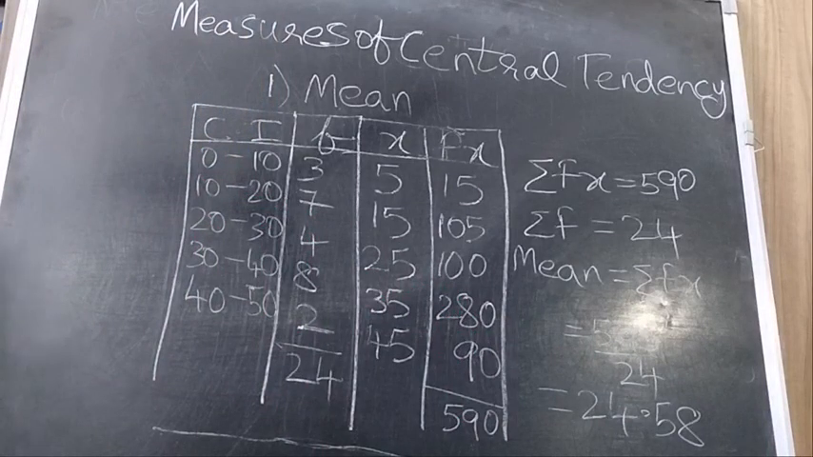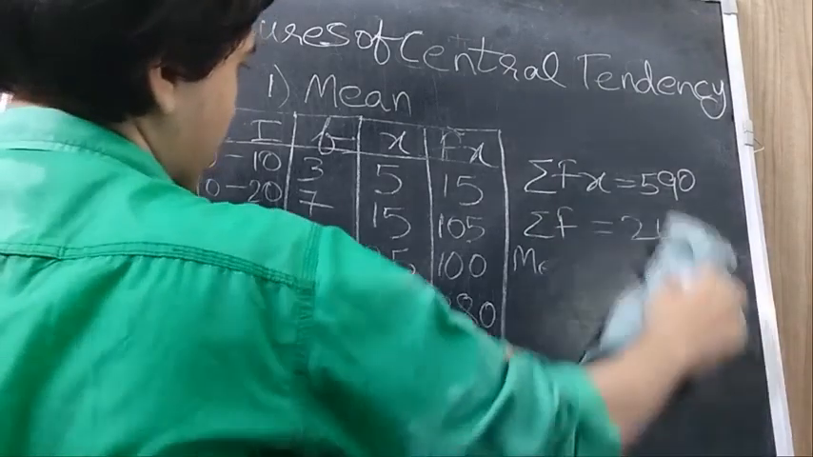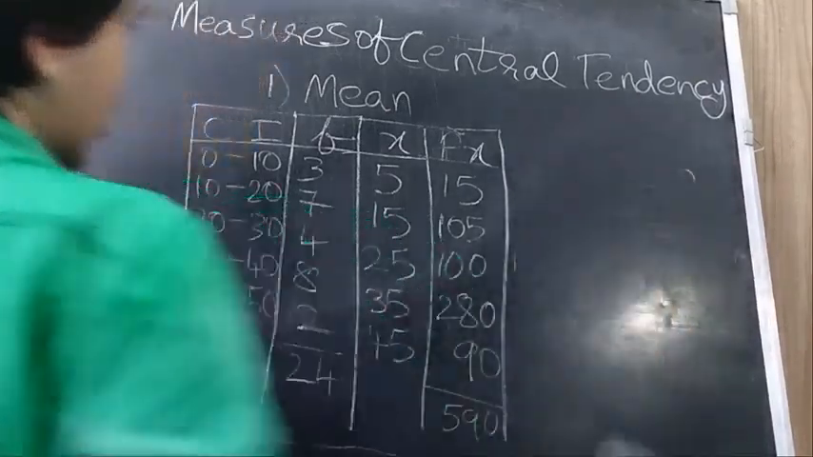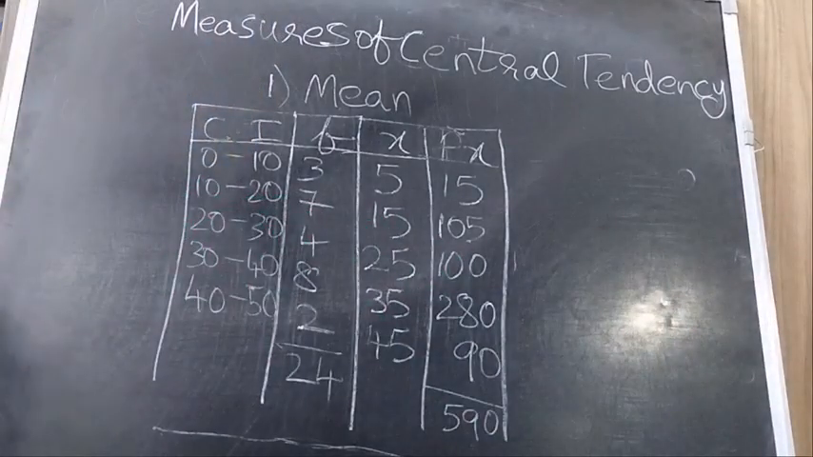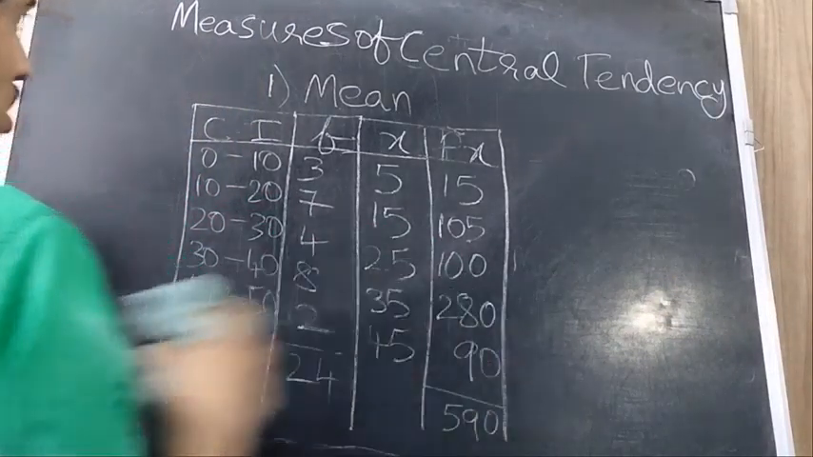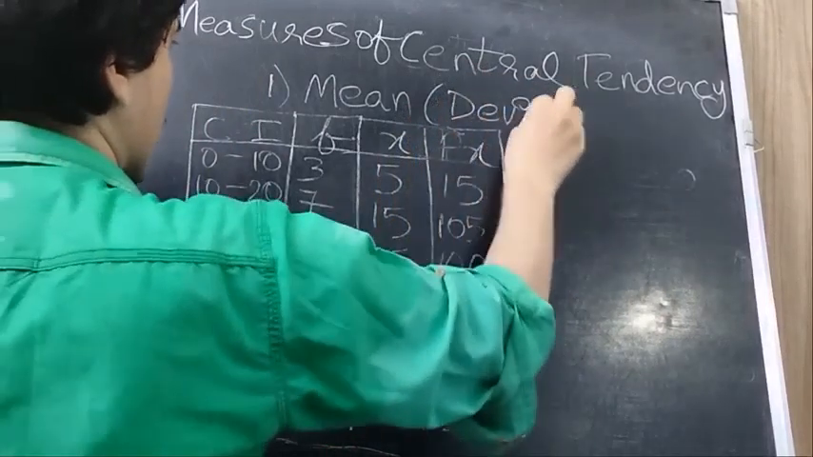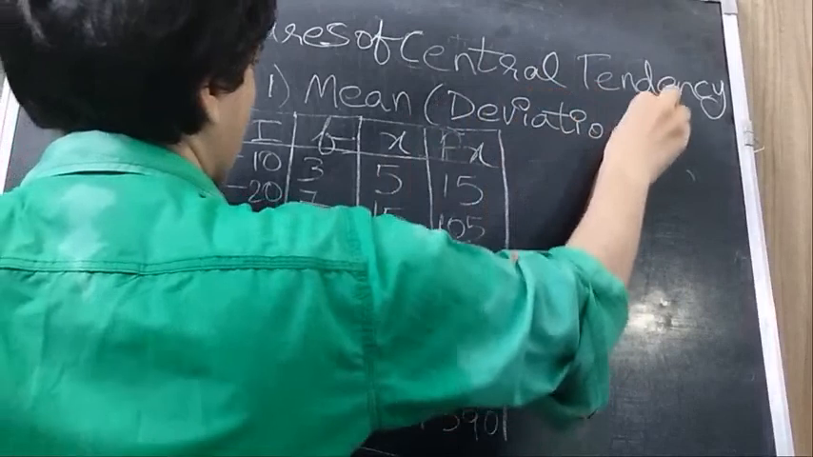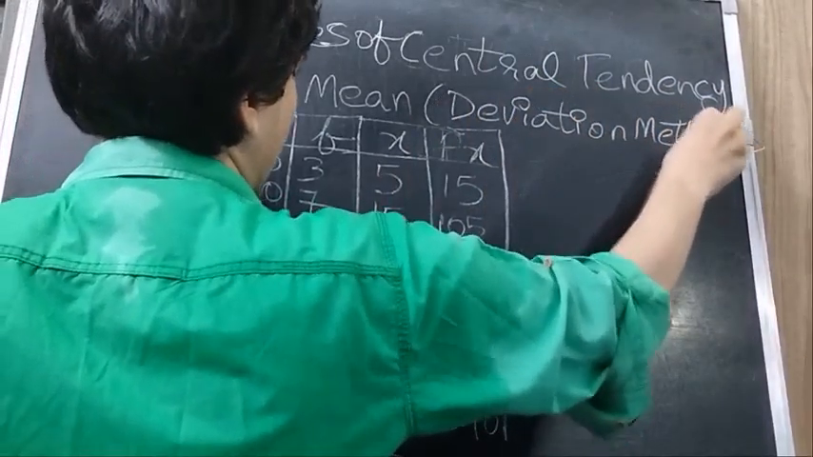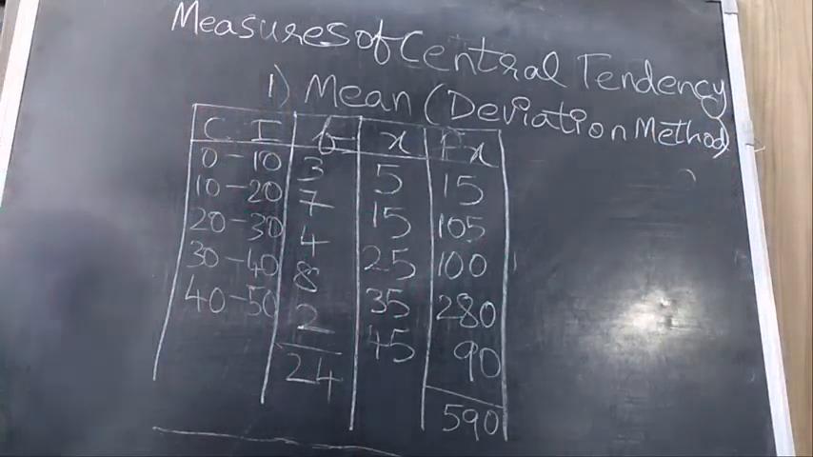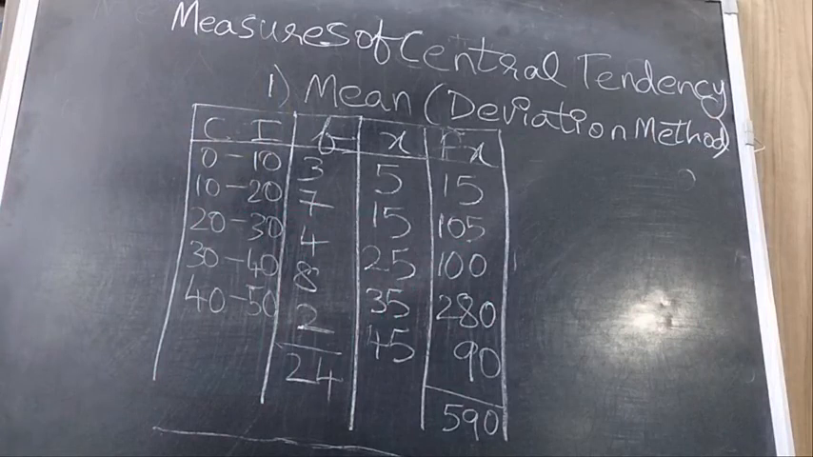But the calculations here are so complicated. In this sum, it is somewhat simple, but the further you go, the more complicated it will get. So in this method we can use another formula, that is, the deviation method. Till now we have used the simple method. Now we can use the deviation method, and there is another method, step deviation, which makes the numbers simpler.